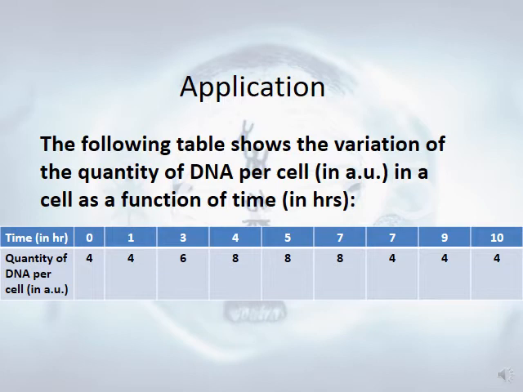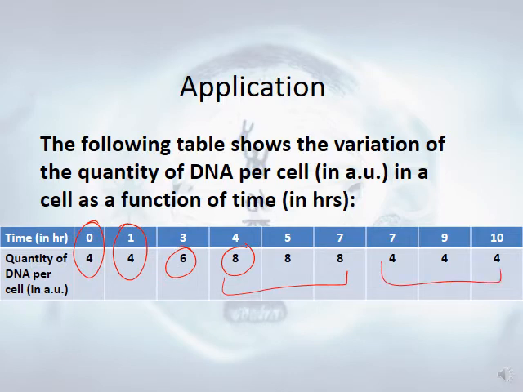in AU in a cell as a function of time in hours. So as you see here, the quantity of DNA at time 0 was 4 AU. At time 1, it remains 4 AU. At time 3, it increases to 6. At time 4 hours, it increases to 8 and remains constant till the 7th hour, and then it decreases back to 4.